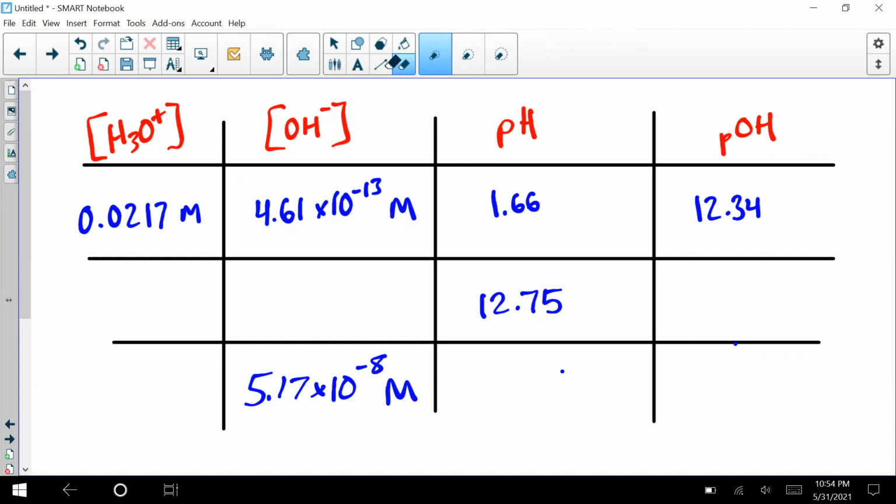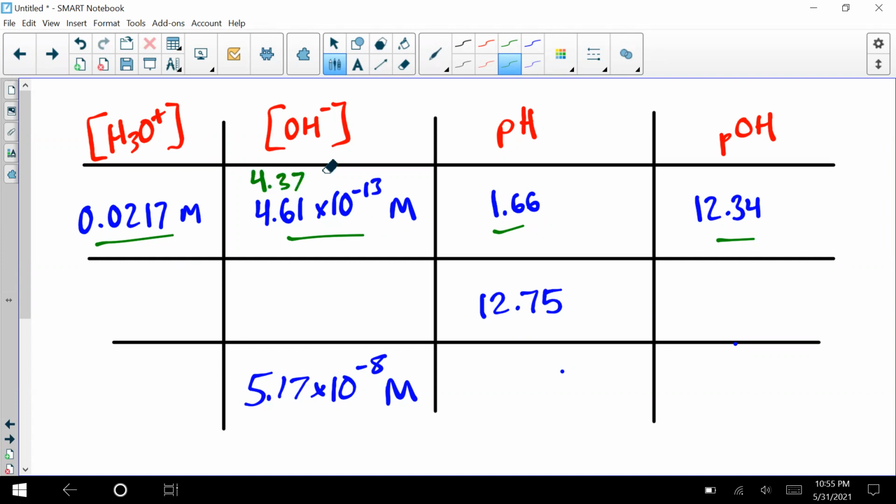So, let's say you started with this and you found the pH first, which you would do using negative log of 0.0217. And then from the pH, you found pOH. And then from the pOH, you found concentration of hydroxide. Your answer might be slightly different, more different than we're used to. You might end up with something like 4.37 times 10 to the negative 13, or maybe 4.71. And that's totally fine, because those minute rounding differences end up getting amplified tenfold.